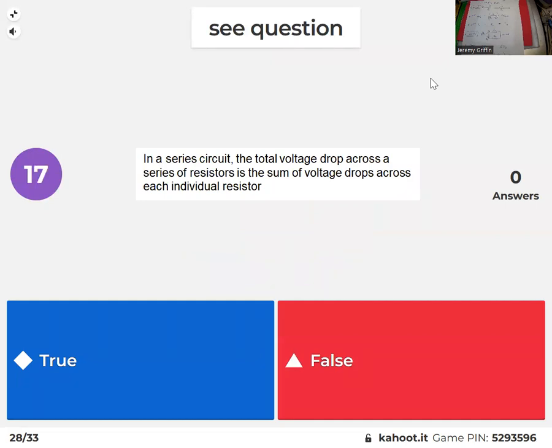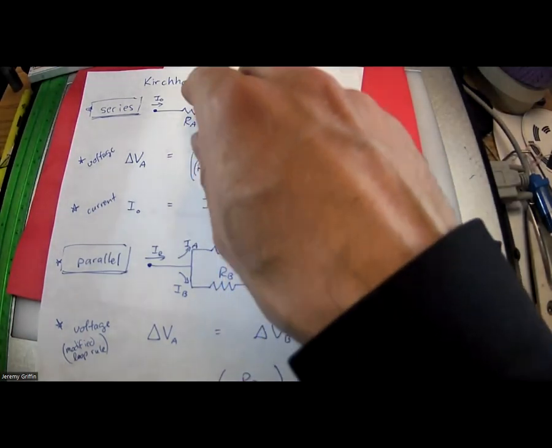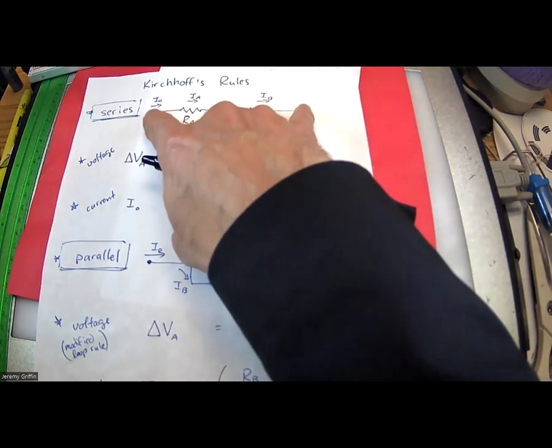In a series circuit, the total voltage drop across a series of resistors is the sum of the voltage drops across each individual resistor. True or false? Yeah, true. A couple of perspectives on this. If this was 3 ohms and 7 ohms, and you've got a 100 volt drop from here to here, it might drop 30 volts and 70 volts, but those have to add up to 100 volts, right?